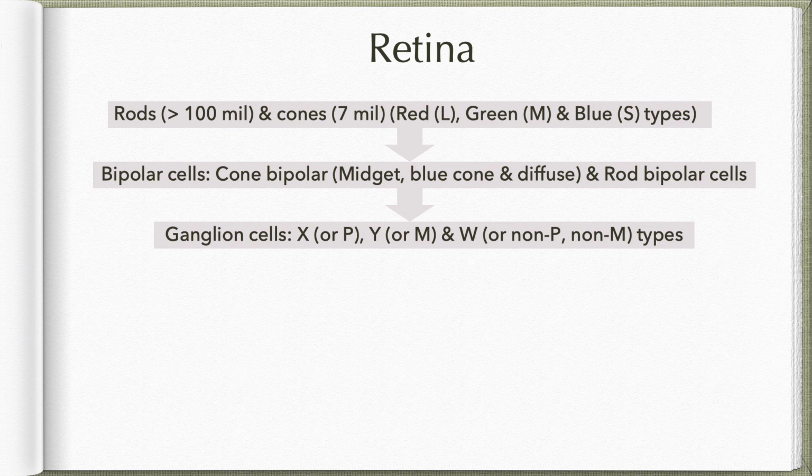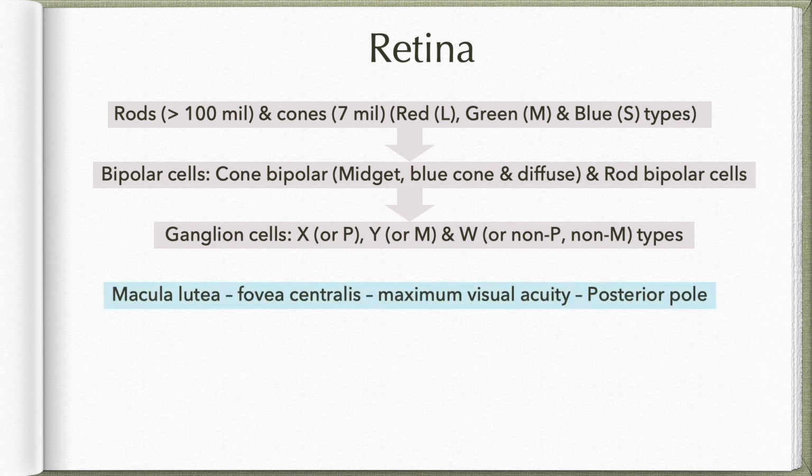Two other points of interest within the retina are, firstly, we have an area known as macula lutea. It is a yellowish area with a central fovea centralis. Now this is the area which has maximum visual acuity. It is made up of entirely cones only. There are no rods here at all in the fovea centralis. And this is located in the posterior pole of the eyeball.